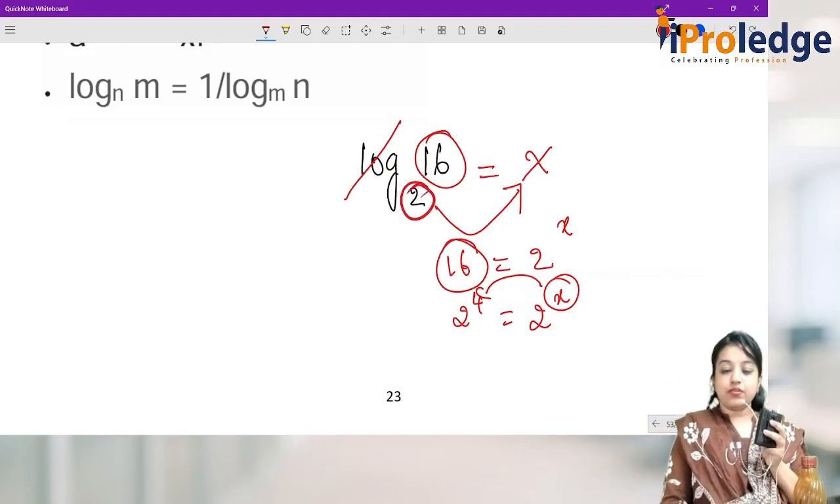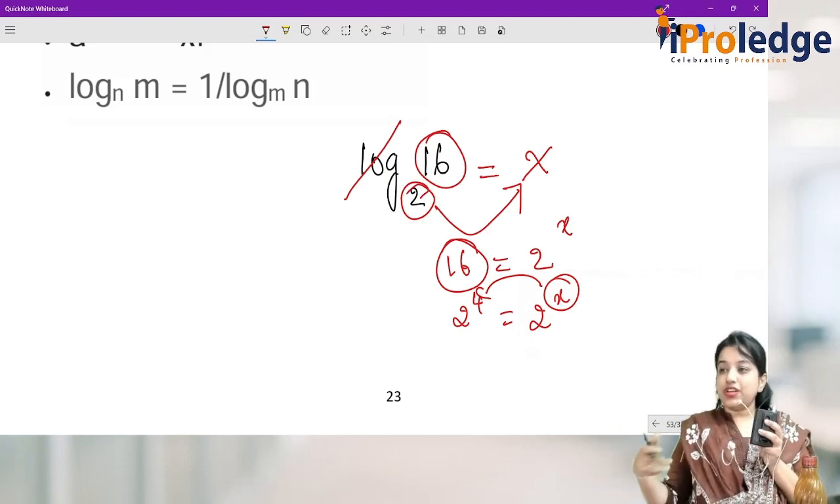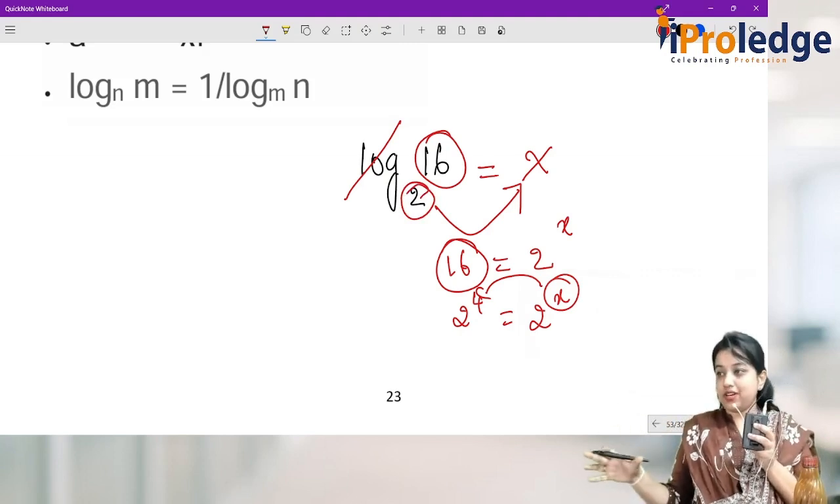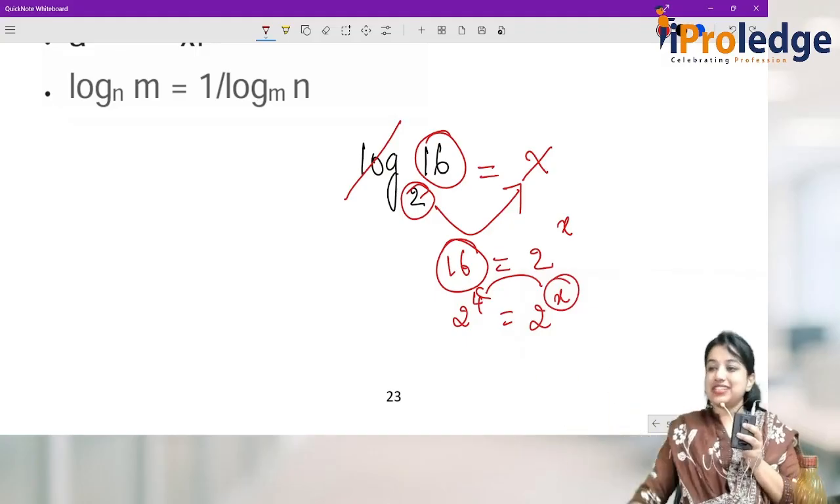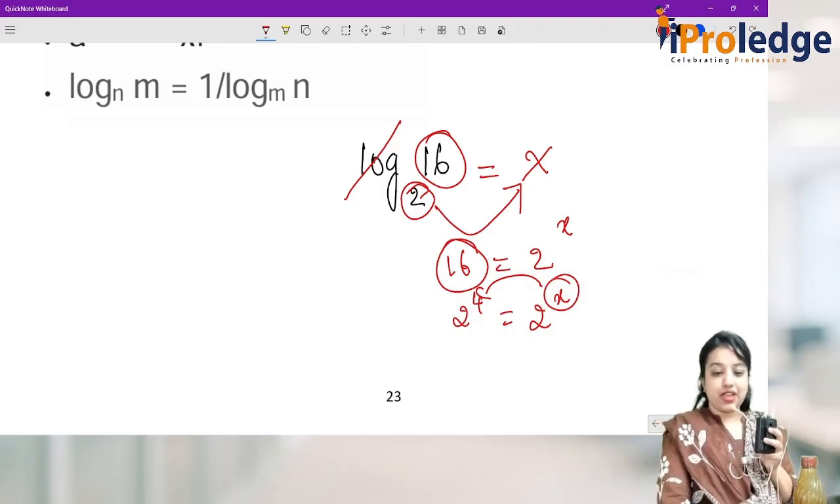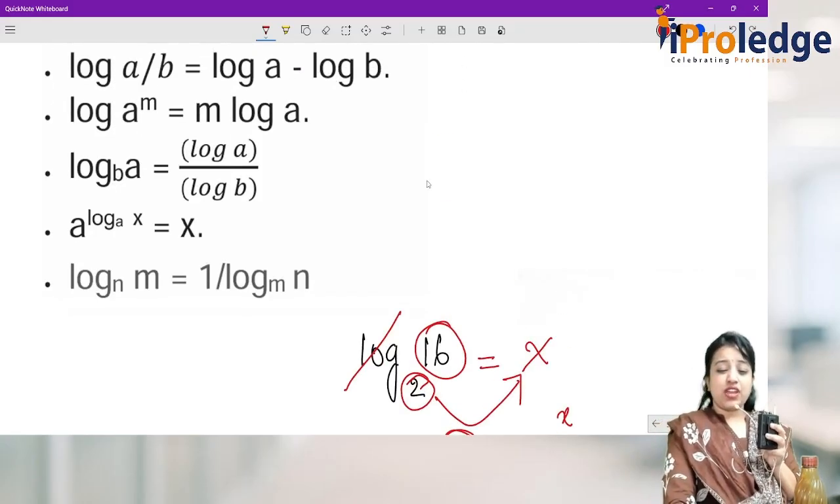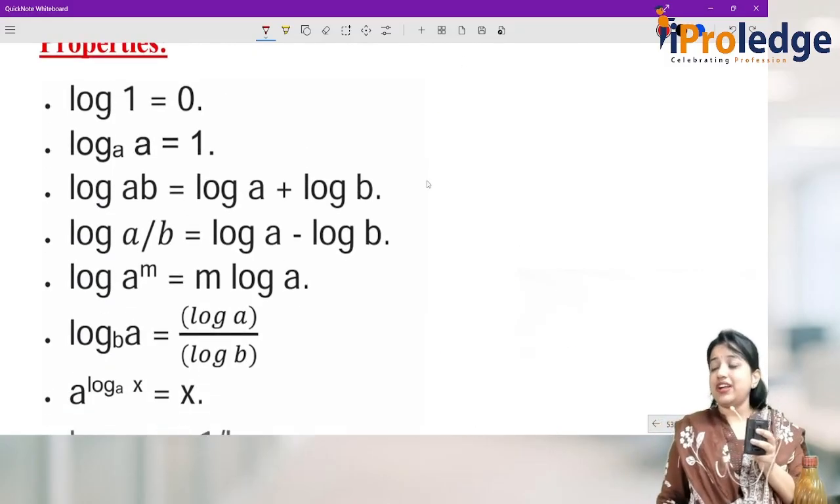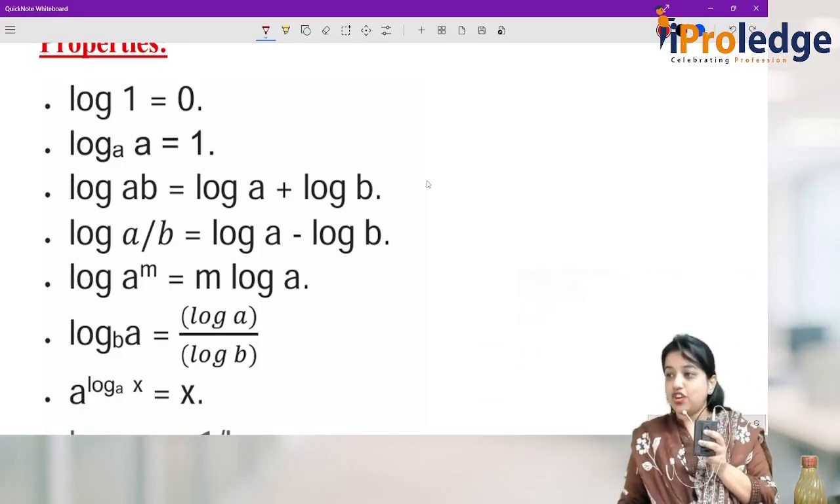Now you can also go with the option method. Put each and every option as the power of 2, and check for which you are getting 16 as the answer. That will be the power. And very important, the properties of log.